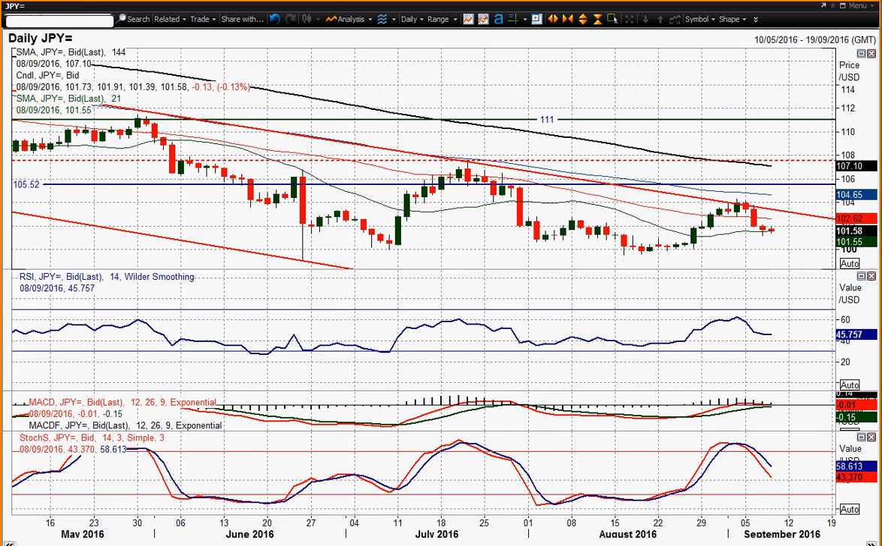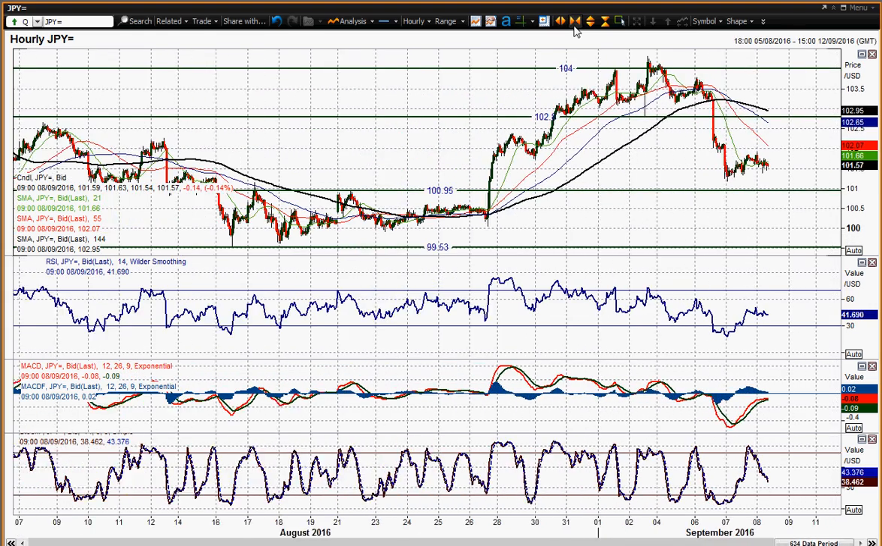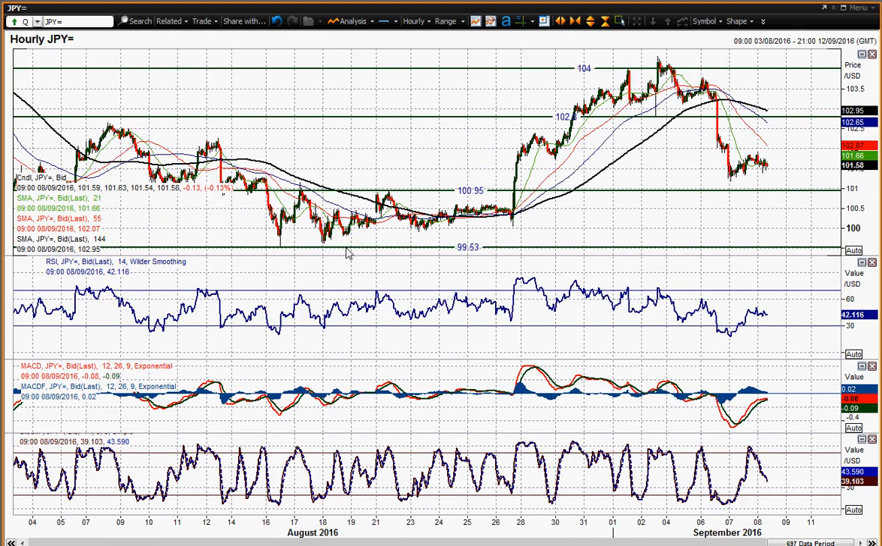The hourly chart actually shows you, if I take off the crosshair and zoom out, you can see an old band of trading here between 99.50 and 100.95. So that would be your next target area, I think, for the downside on dollar yen. Certainly with these lower highs on the hourly RSI, I think the momentum is pointing towards that as a target area.